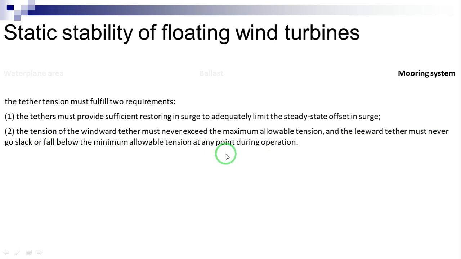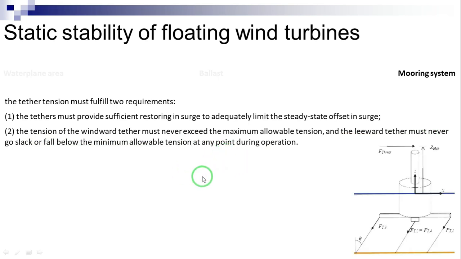Under steady state conditions, the platform will achieve its steady state displacement in surge. At this displacement, the tethers will form an angle with the vertical, shown as theta in this figure. The tethers must be of sufficient tension to provide adequate restoring to limit this angle to about 5 degrees to prevent the system from experiencing highly nonlinear restoring and displacement.